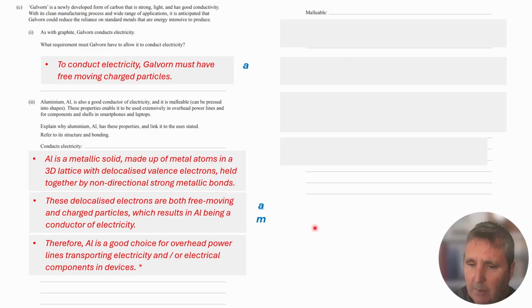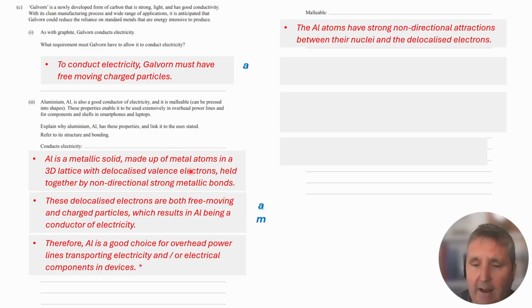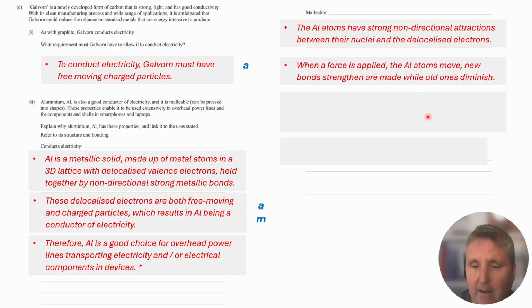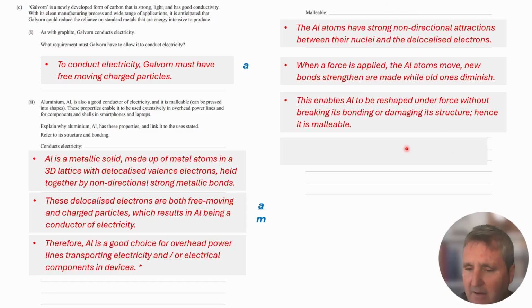Why is it malleable? Okay, so again, we could start off with this: aluminium is a metallic solid made up of metal atoms, blah, blah, blah. I've changed it a bit because I've already said this, but really it has these strong non-directional attractions between the nuclei of aluminium and the delocalized electrons. Now, when a force is applied, the atoms move, new bonds strengthen, while the old ones diminish. So it makes new bonds while old ones get less, right? So that's really what's important here. Now, this enables aluminium to be reshaped under force without breaking or damaging the structure. Hence, it's malleable.